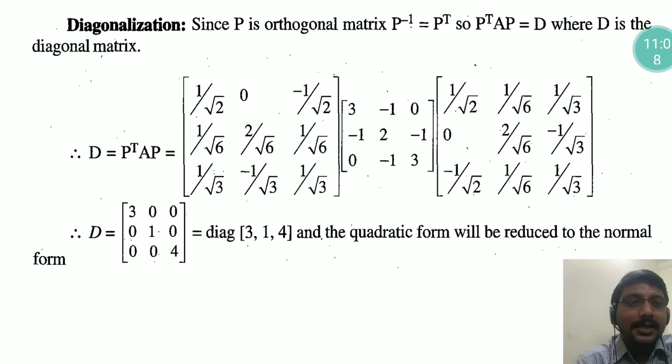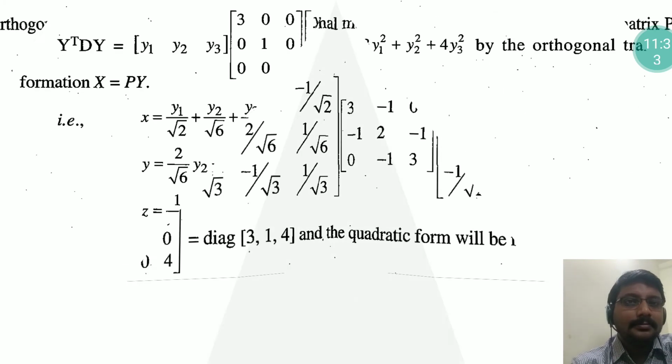So clearly 3, 1, 4. What are 3, 1, 4 here? Lambda 1, lambda 2, lambda 3, which are the eigenvalues of the given matrix A. So A is the symmetric matrix. Here we computed a diagonal matrix D, which involves the eigenvalues as principal diagonal elements. So it is the diagonalization, but we have to form the orthogonalization.